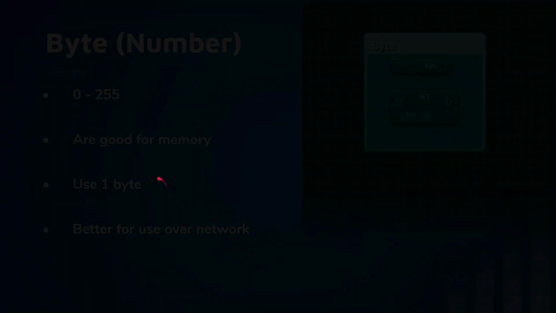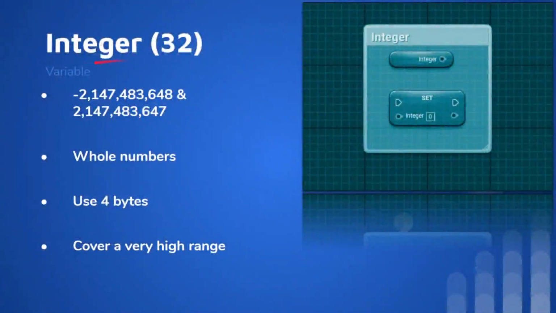Then we will move on to integers. These use 4 bytes, but they cover a whole range of numbers, including negative numbers, whereas the byte does not cover the negative numbers. These are basically whole numbers, and they do cover a very high range, so these are obviously a lot better to use depending on what values you need to get.